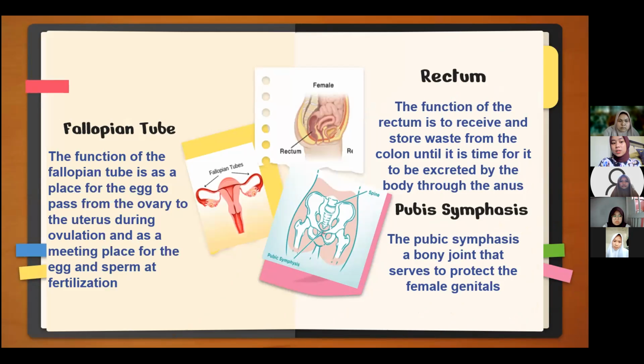Fallopian tube. The function of the fallopian tube is a place for the egg to pass from the ovary to the uterus during ovulation and as a meeting place for the egg and sperm at fertilization. Rectum. The function of the rectum is to receive and store waste from the colon until it is time for it to be excreted by the body called the anus. Pubic symphysis. The pubic symphysis, a bony joint that serves to protect the female genitals.